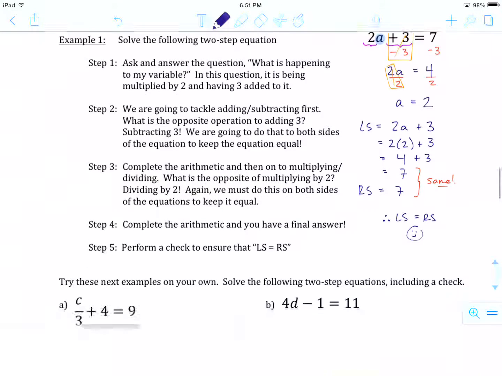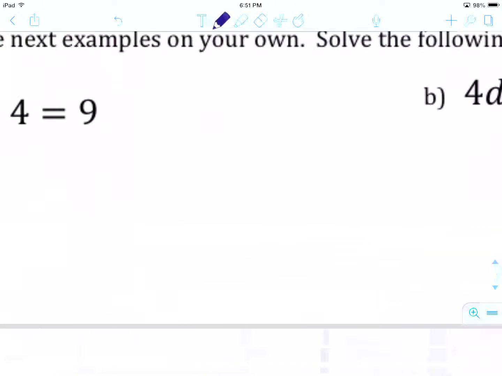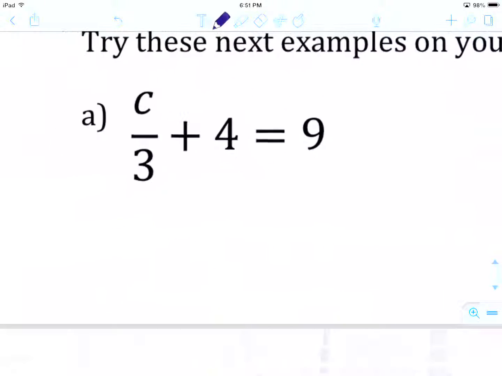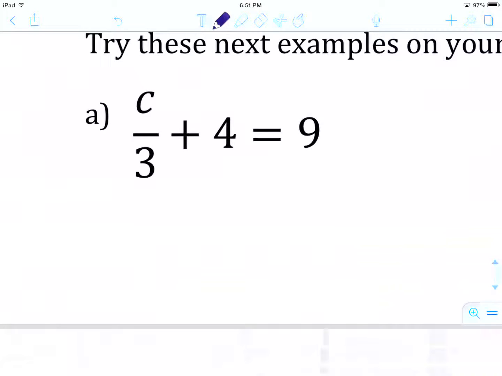Let's try another one together, and then we'll see how you do on your own. So here is our next example. We have c divided by 3 plus 4 equals 9. So there's our variable, c.